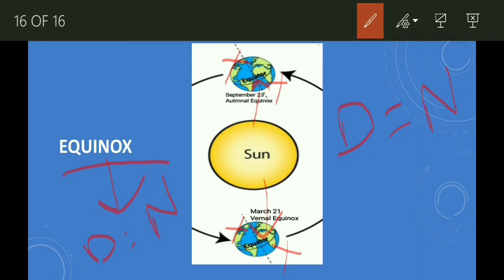In the northern hemisphere, equinox happens on 2 days, that is, first is on 21st March, which is known as spring or vernal equinox, and one is on 23rd September, which is known as autumnal equinox. That's it for today's video, children.